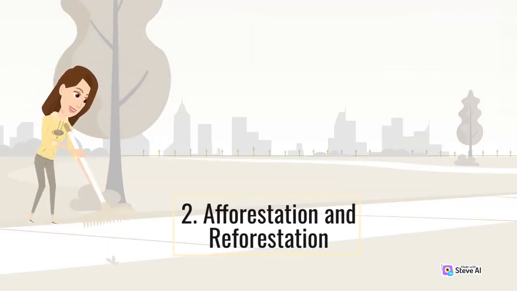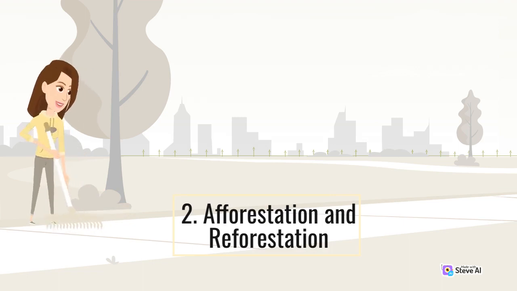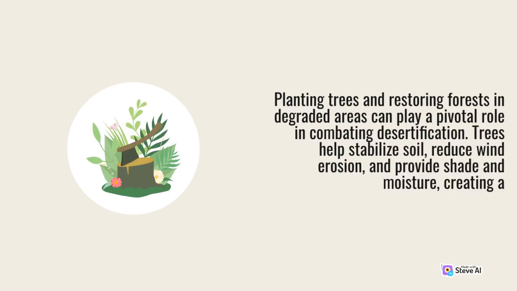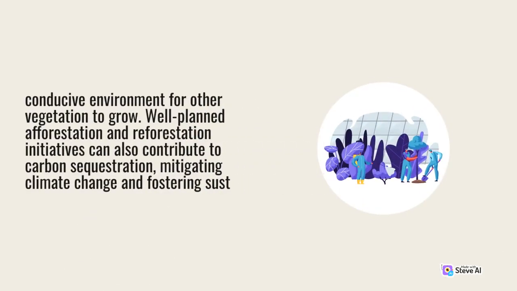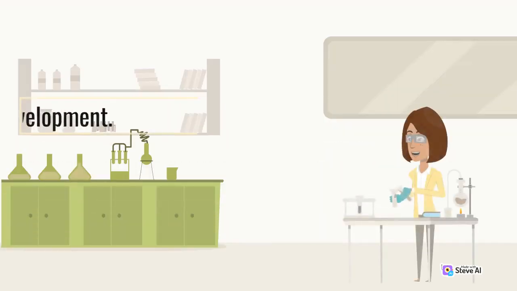2. Afforestation and reforestation. Planting trees and restoring forests in degraded areas can play a pivotal role in combating desertification. Trees help stabilize soil, reduce wind erosion, and provide shade and moisture, creating a conducive environment for other vegetation to grow. Well-planned afforestation and reforestation initiatives can also contribute to carbon sequestration, mitigating climate change and fostering sustainable development.